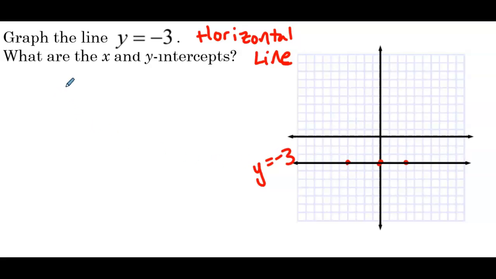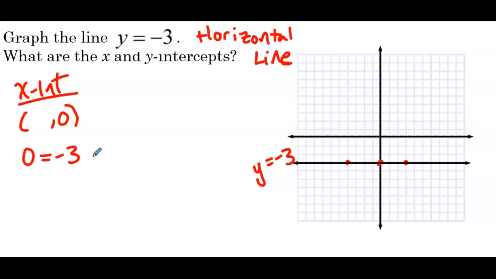So the follow-up question is, what are the x and the y-intercepts? Well, the x-intercept, how did we find that? That was a point whose y-coordinate was 0. Well, if I try to find that point, I'd plug in 0 for y, and have 0 equals -3, which doesn't make sense. So what that means is there's no x-intercept, which we can see graphically.